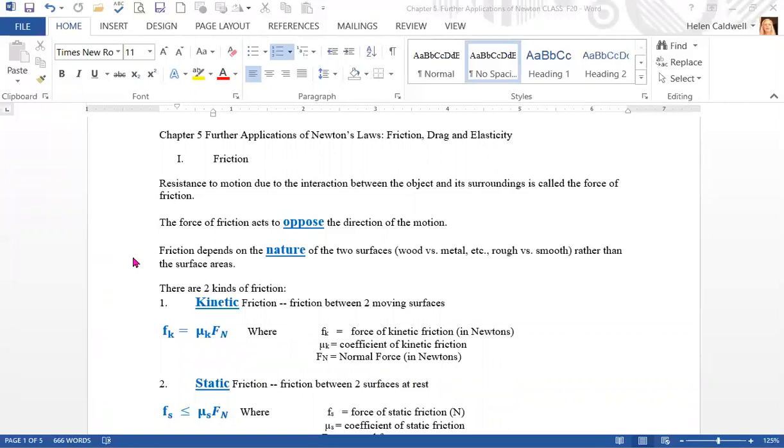I know we all know this just from driving. If you drive on a dry road and then a wet one with a little rain, and then, I hope you never have to do this, an icy one, you can tell a real difference between those three surfaces. So it depends not on how big the surfaces are, but on what kind of surfaces you have.